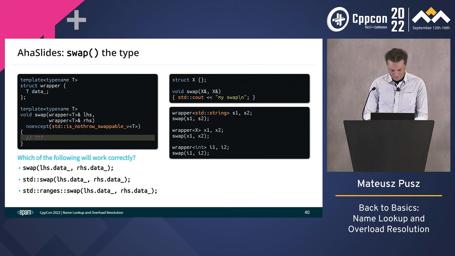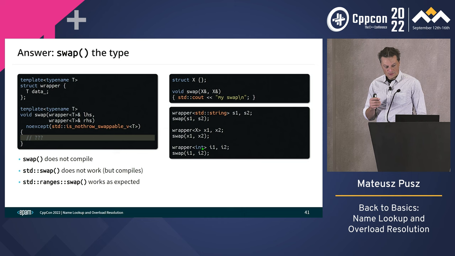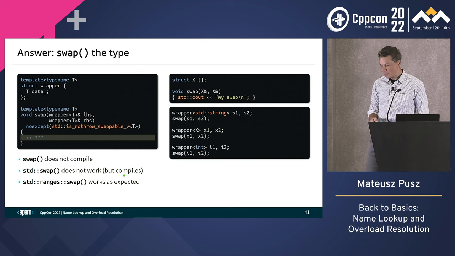Let's see the answer. The answer is basically that swap does not compile at all because it doesn't know how to swap integers. So this will fail. std::swap does not work, but compiles, right? Because this will not be visible. That's why I claim it doesn't work. And std::ranges::swap works as expected for all of the cases.